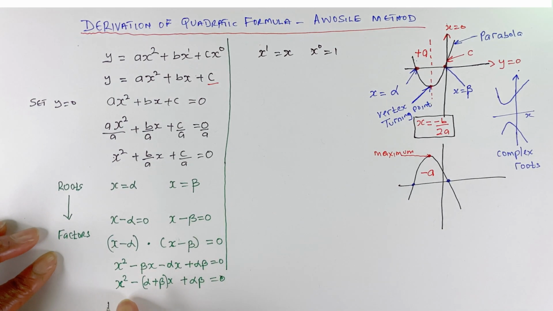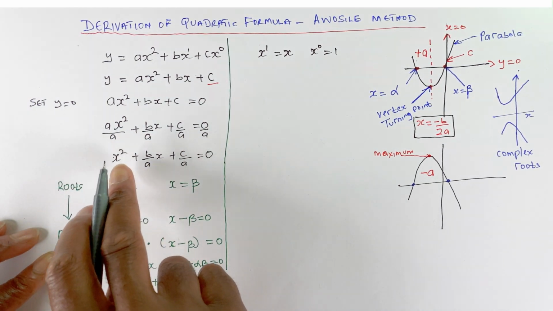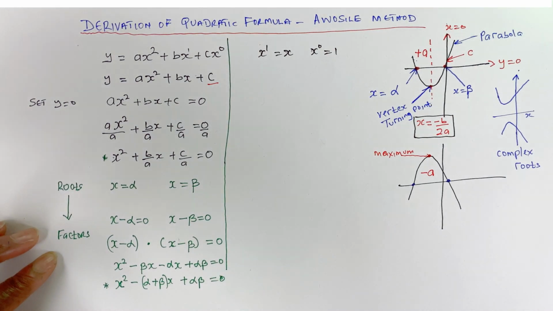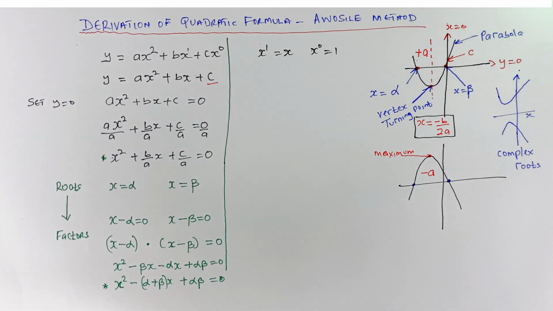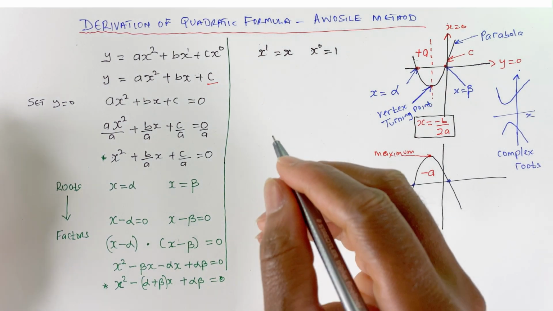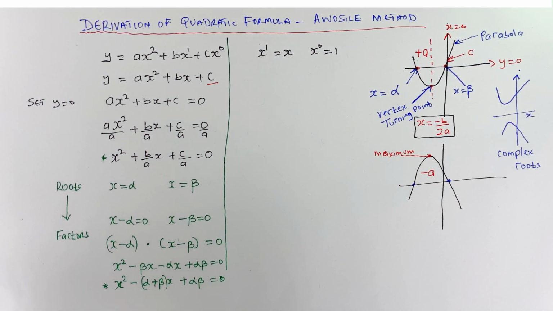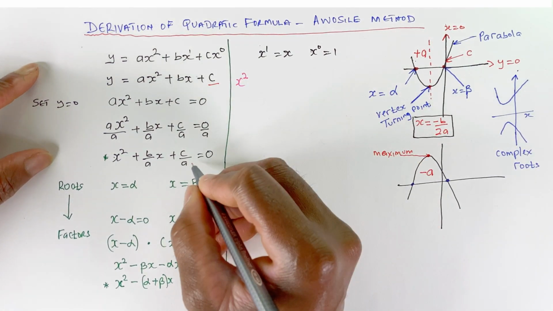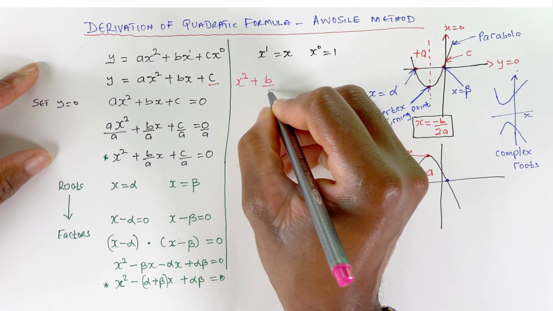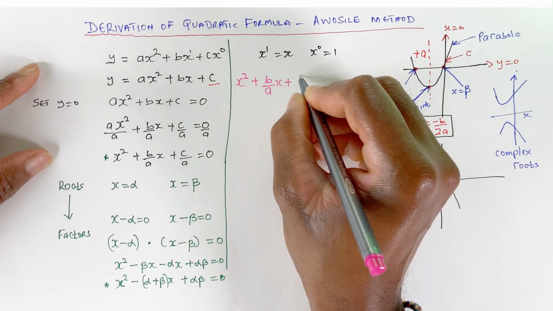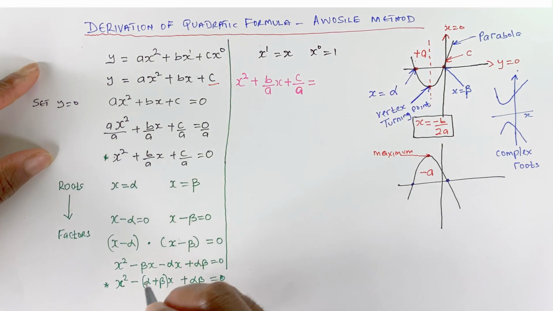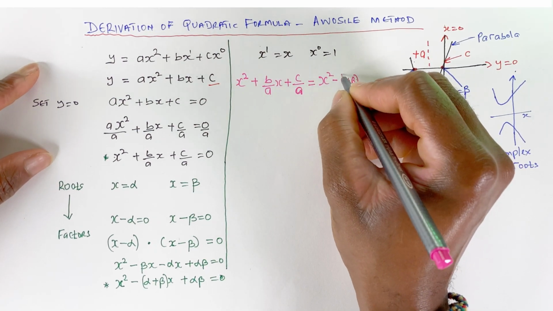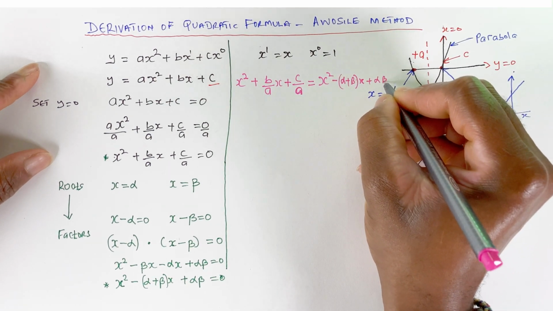So this is the same quadratic equation I've got between this and this, and that's why I divided through by a, because I want to compare these two together. I want to compare this quadratic here with this one here. In comparing those together, I get x squared plus b over a x plus c over a, and that should be equal to x squared minus (alpha plus beta) x plus alpha beta.